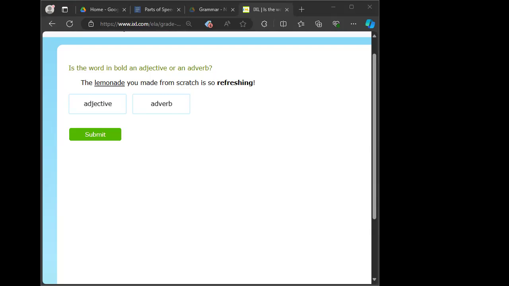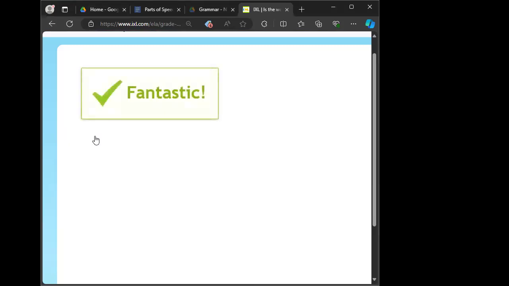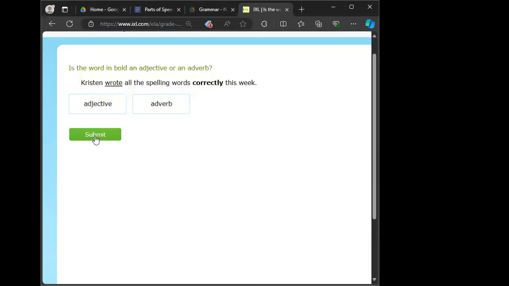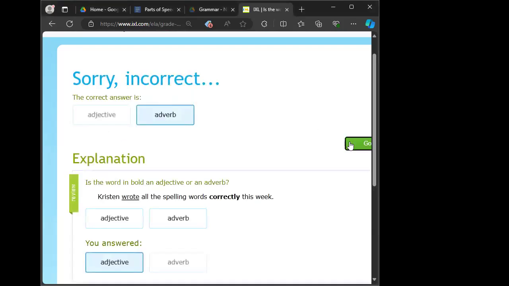Refreshing is an adjective. Correctly is an adjective. Is wrote a noun? Like a thing? Well, I was thinking it wasn't, but they're doing something. So remember, a noun has to be a thing, though. So if it's not a thing, then correctly is an adverb. I was thinking of writing itself as a thing. Oh, okay.